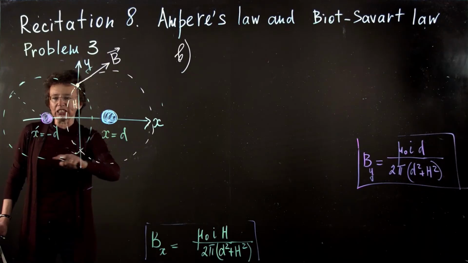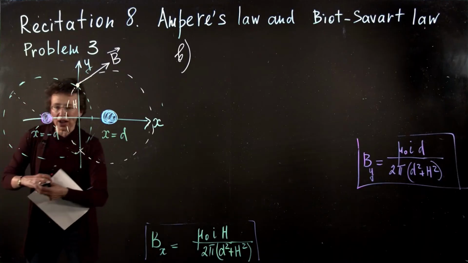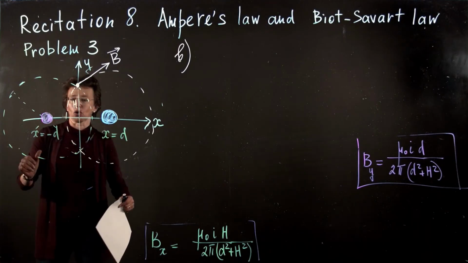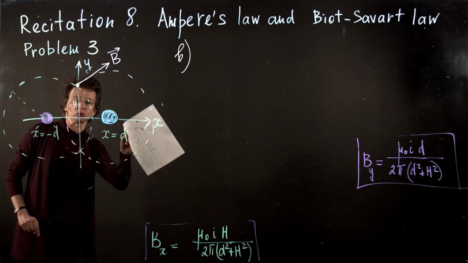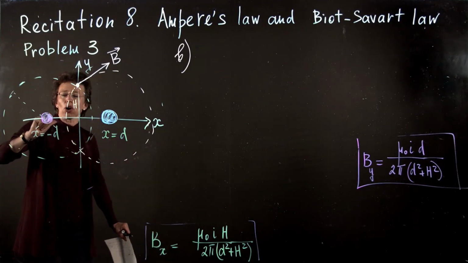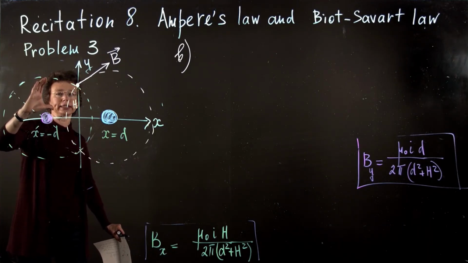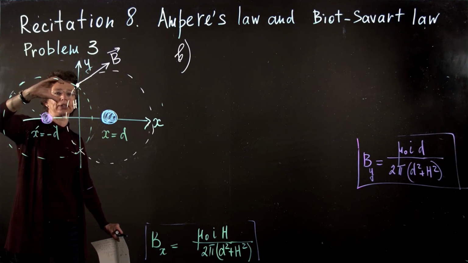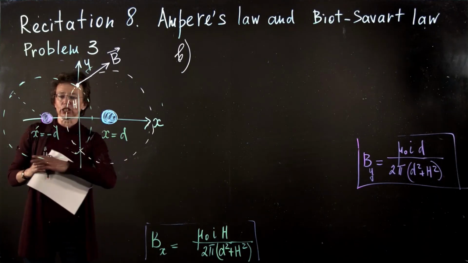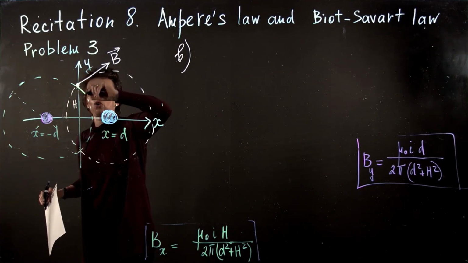The lines of the magnetic field will also be circles centered at the wire. Now I need to find the direction of the magnetic field created by this second wire. So how do we do that? You use your right hand. I use my left hand because you see my mirrored image. You put your finger along the current, and then you bend your fingers, and your fingers show you the direction of the magnetic field. So the magnetic field created by this left wire will be clockwise.